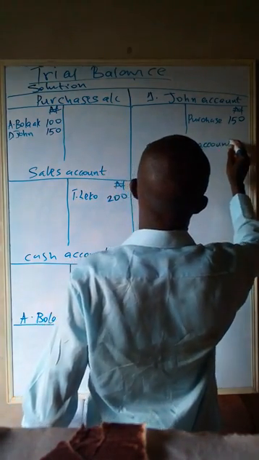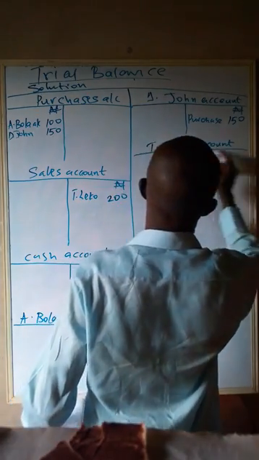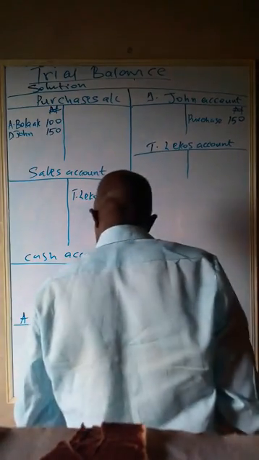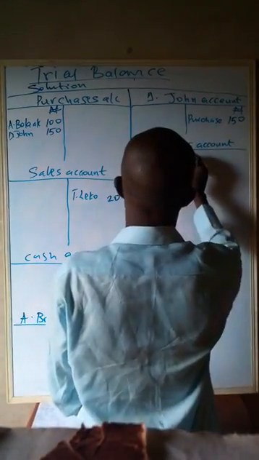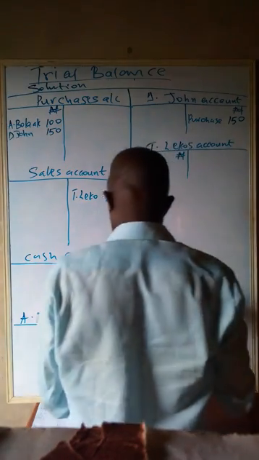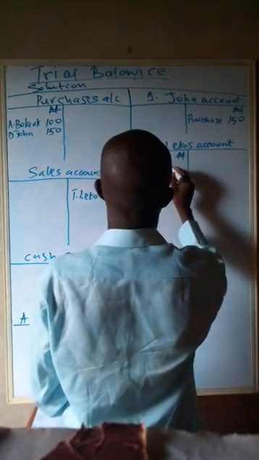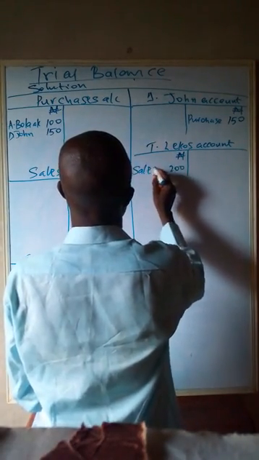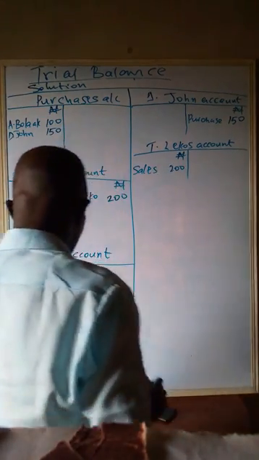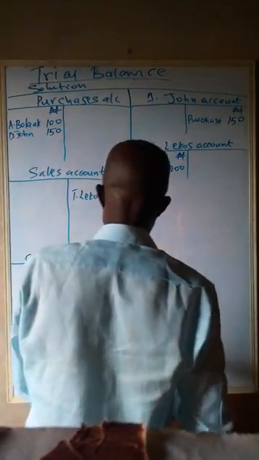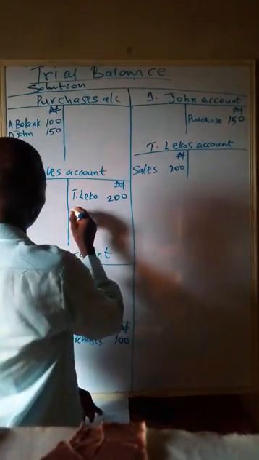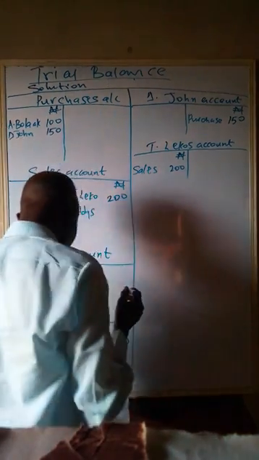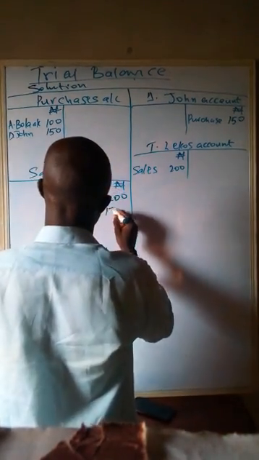T. Likos account. So goods to T. Likos, so we are debiting T. Likos now because we sold goods to him. That is 200 naira from sales account. Then goods sold on credit to Teddy's, another one from sales, Teddy's account, that is 130 naira.